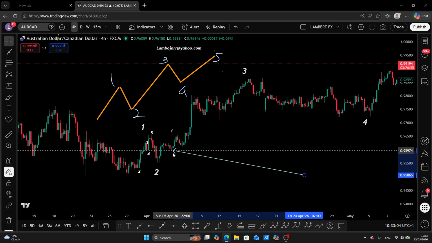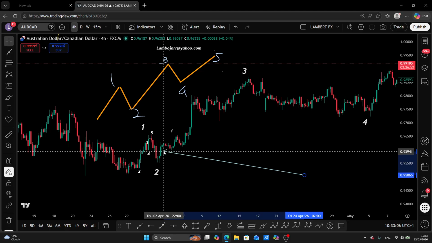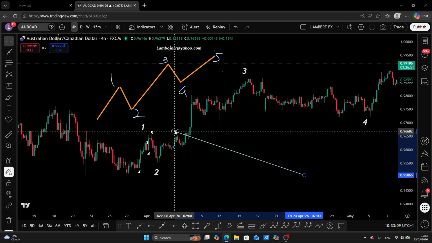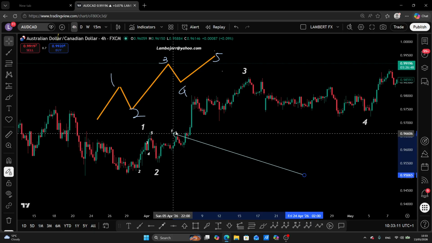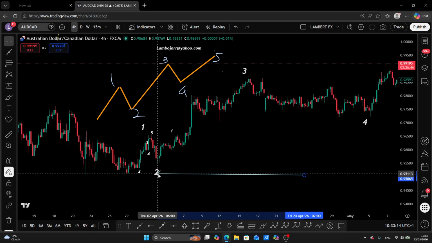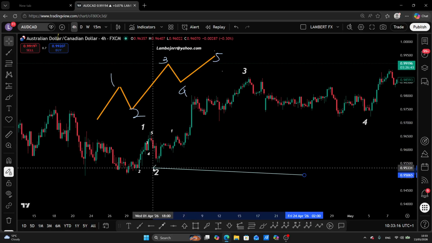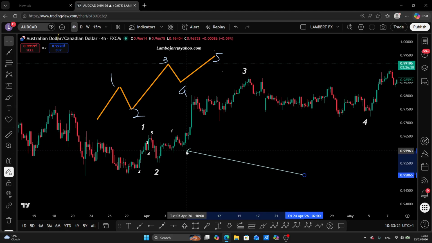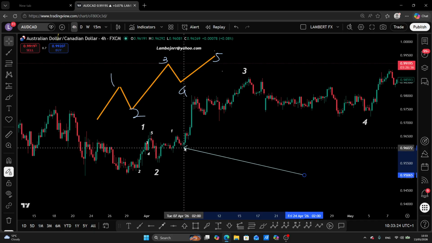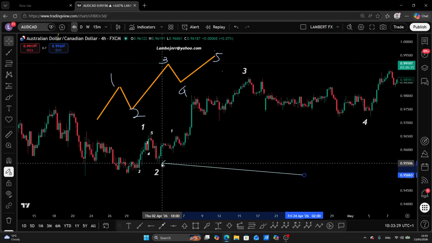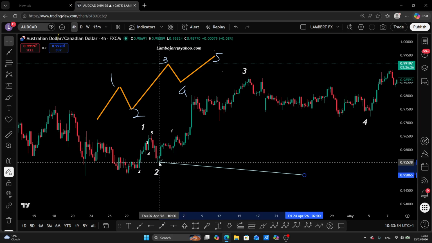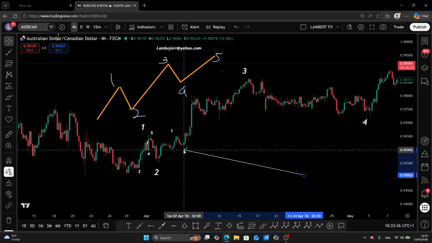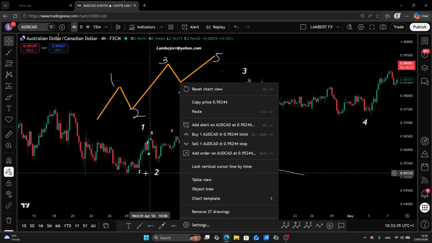So once you're able to count a 5-leg up, that would be your 1 of the second leg up, because you need a 5-leg up for 3. So this is your 1, and then you have a retracement for 2, and your retracement must not trade anywhere below where your 1 started. So this would be your 2. We just label that as 2.